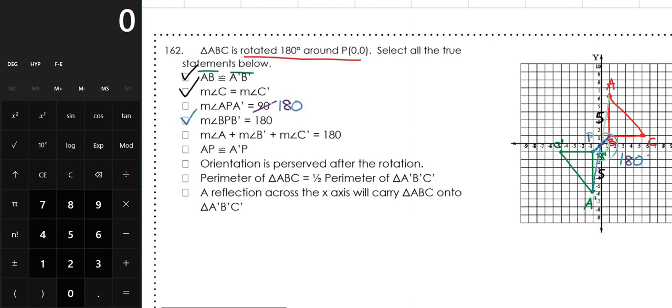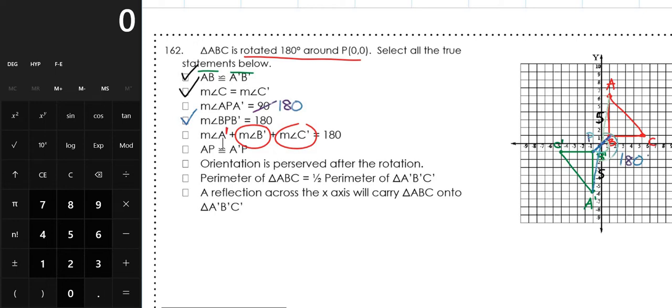Okay, the measure of angle A plus B prime plus C prime equals 180. Well, we have B prime and C prime that are in our image triangle, and A is in our original. But what you should know is that angle measures don't change size, and they don't change degrees. So A and A prime are congruent. What we can do right now is think of angle A as angle A prime, since they're congruent.